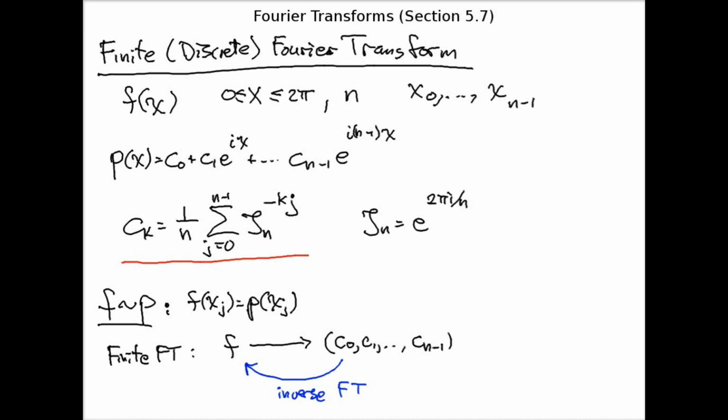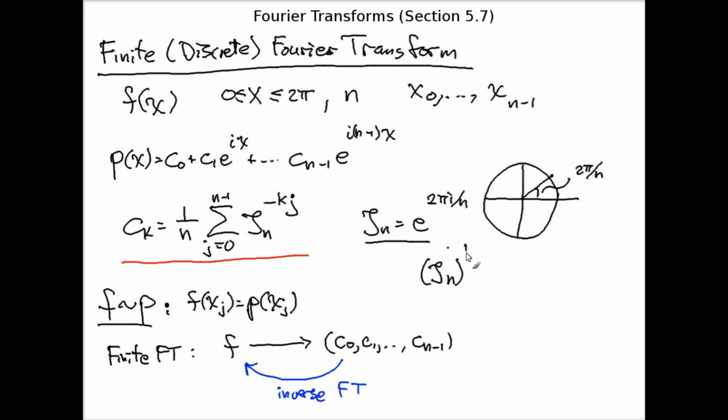Let me just say one last thing before I wrap this up, which is this zeta_n is what? Well, if you draw a picture of the circle, if you know how to draw a circle, let's try drawing a circle. There we go, that's a little better. This angle is 2 pi over n, and zeta_n is an nth root of unity. This number zeta_n, if you raise it to the nth power, you're getting 1. That's the meaning of it.